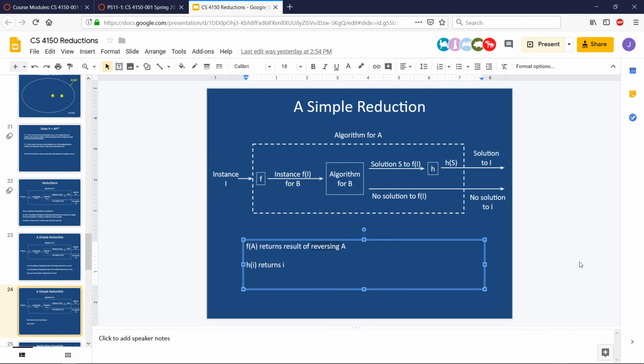F of A returns the result of negating every element in A. And H of I, we get an index out. So instead of looking for the largest element, we reverse the signs. B finds the smallest element and spits out that index. There's nothing we need to do with the index, so H of I just returns that. So that's a very simple reduction. Maybe not the way you would choose to find the largest element in an array, but it's intended to illustrate the idea of a reduction.